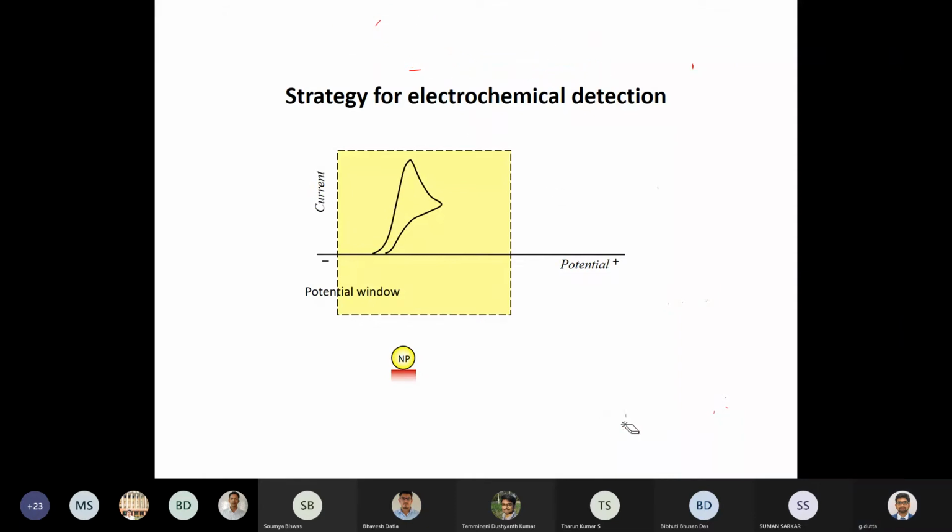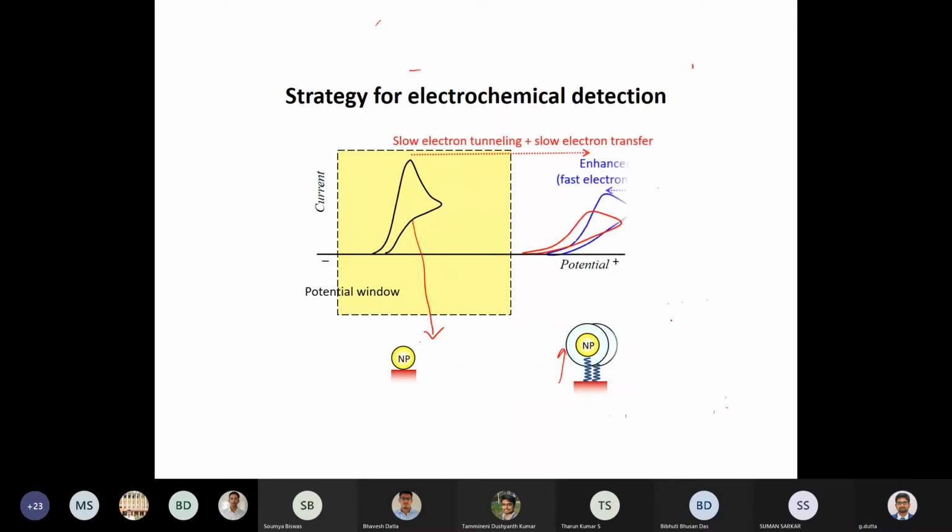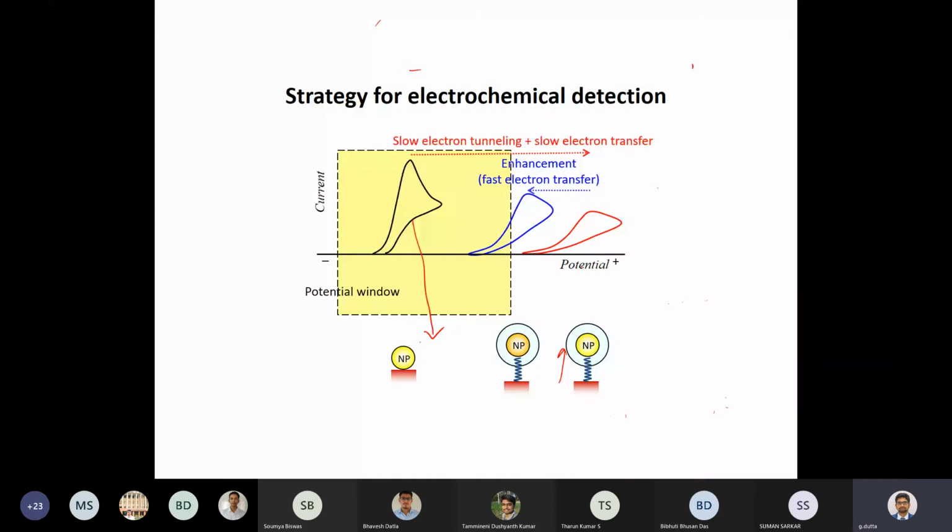Now let's go to the next one. See here, I'm showing that this corresponds to a nanoparticle that is very close to the surface, and number two means the nanoparticle can go far from the surface. And we can go back, we can enhance. This is called the enhancement. It is not that your catalytic activity is permanently decreased; there is a way you can improve the activity.